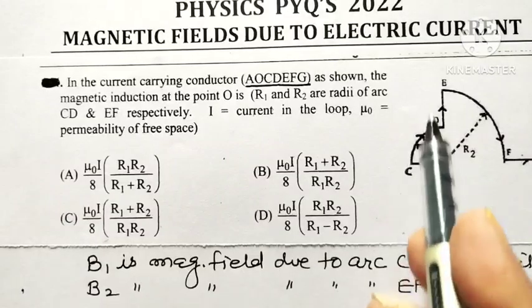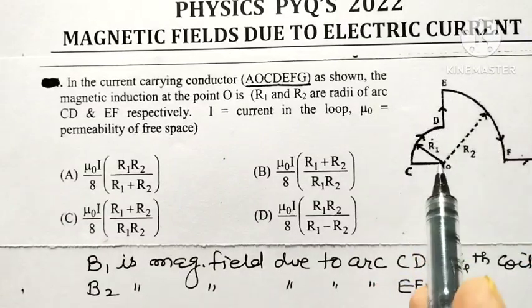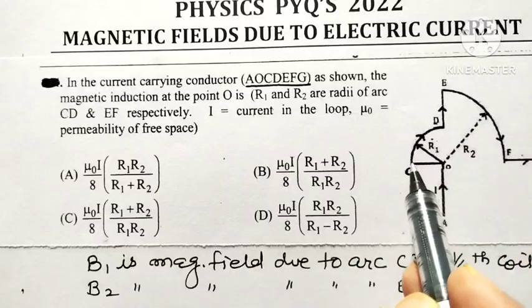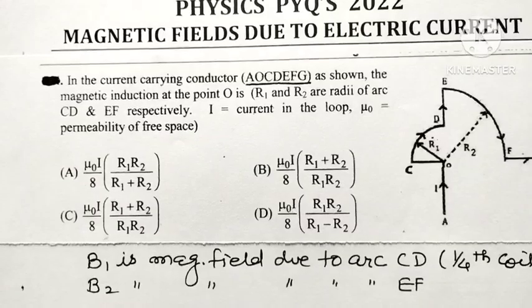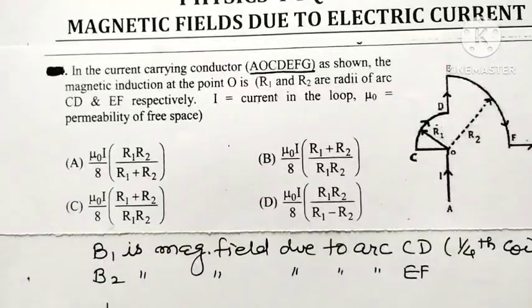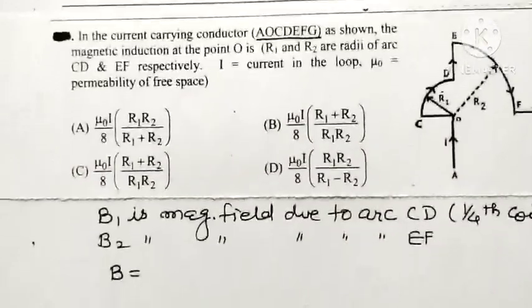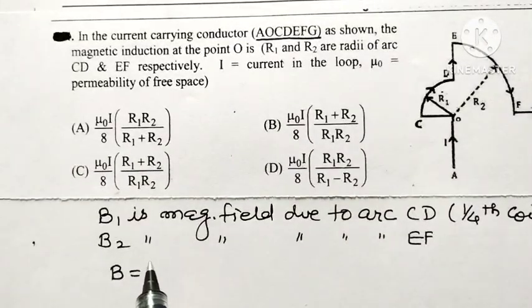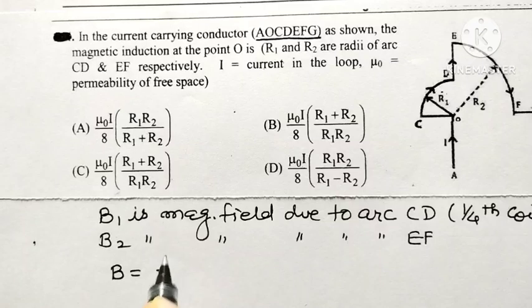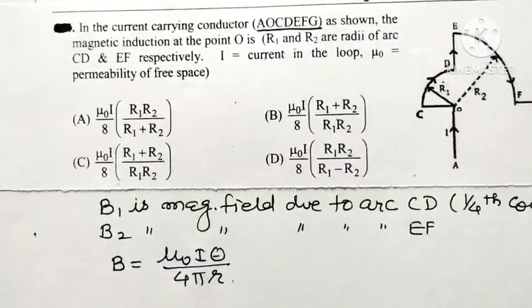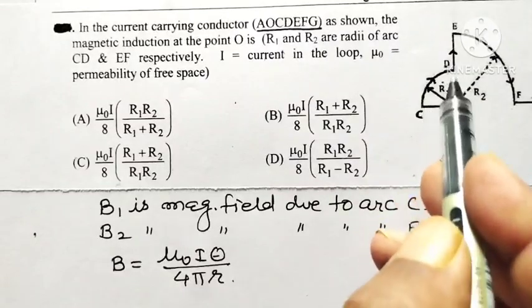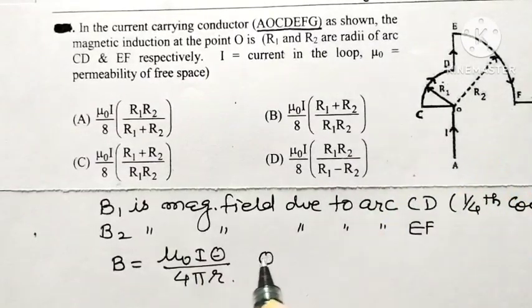Actually this arc CD and that of arc EF, they are of radius R1 and R2 and they are quarter of a circle. Remember, magnetic field at the center of a current carrying coil is given by the formula B is equal to mu 0 I theta divided by 4 pi r. Here for quarter of a coil, angle theta is equal to what?